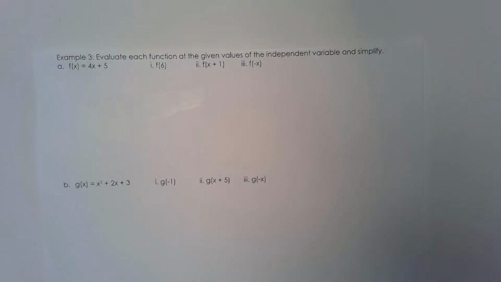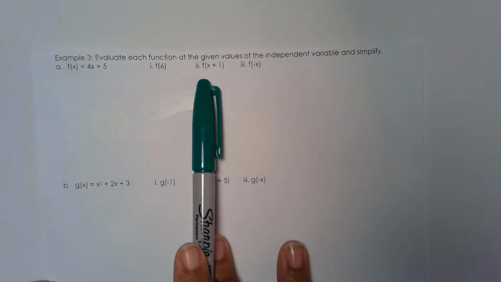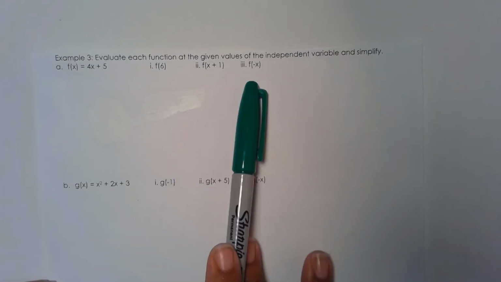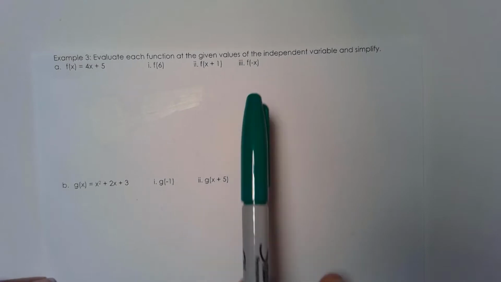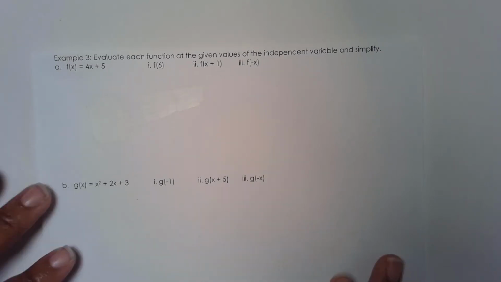All right, so we're going to evaluate each function at the given values of the independent variable and simplify. So we have the function f of x is equal to 4x plus 5. It says find f of 6, find f of x plus 1, find f of negative x. So what we're going to do, let's take the first function, f of 6.